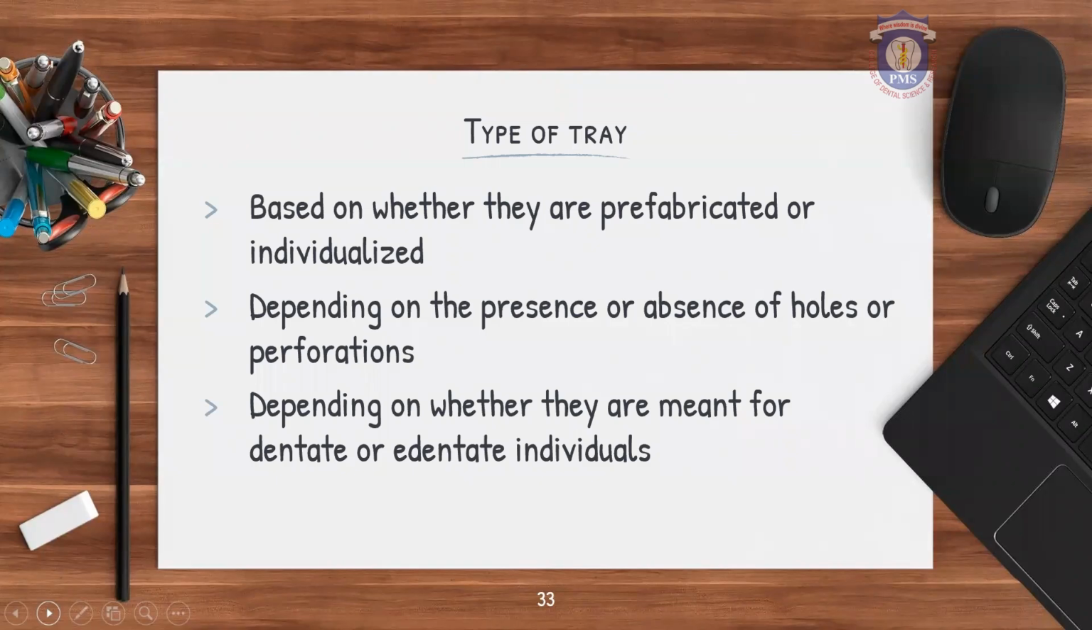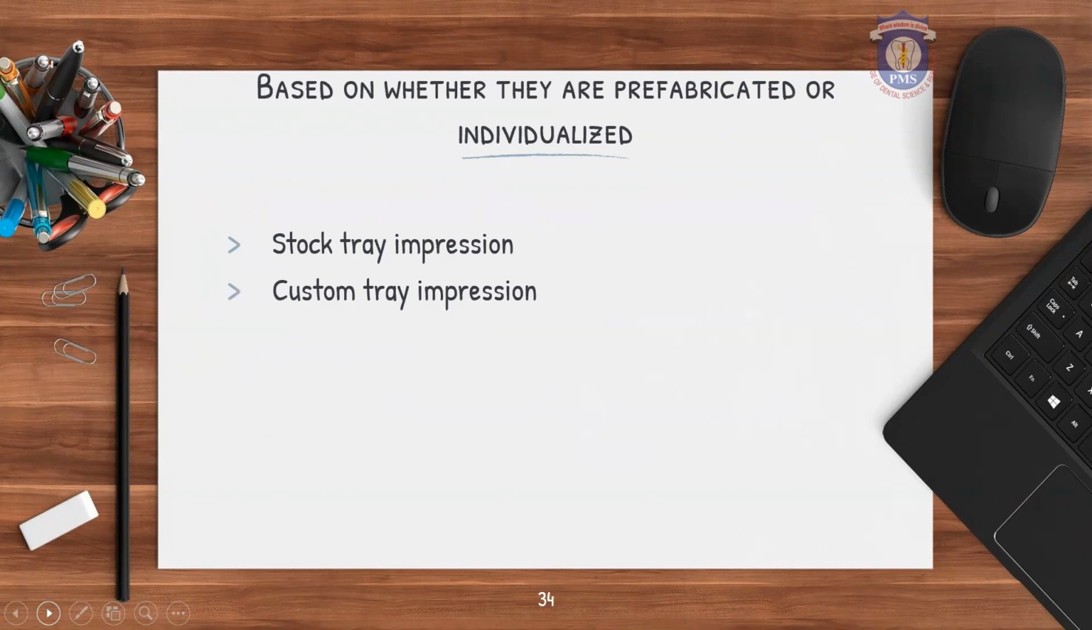Now, based on the type of trays used, the trays can be classified based on whether they are prefabricated or individualized, depending on the presence or absence of holes or perforations, and depending on whether they are meant for dentate or edentate individuals. So the trays can be classified according to these. Now coming to the first one, based on whether they are prefabricated or individualized, they can be classified into stock tray impressions and custom tray impressions.